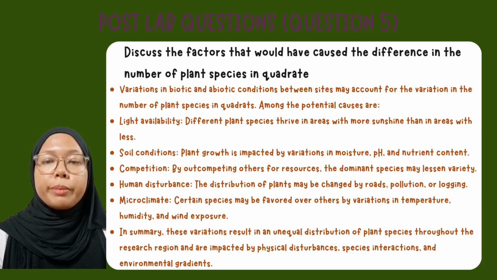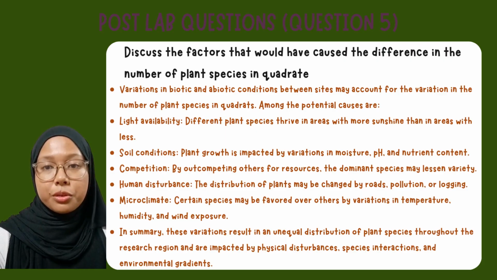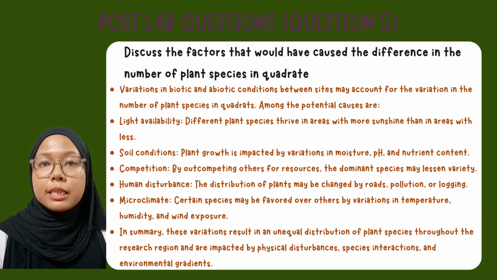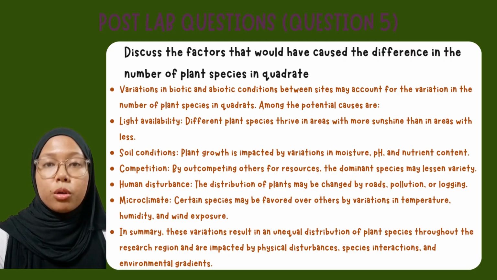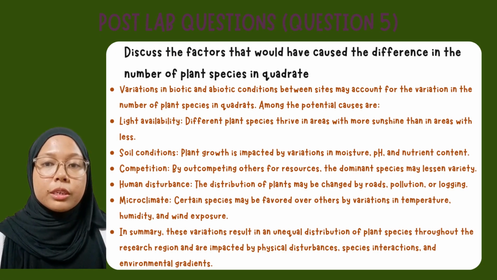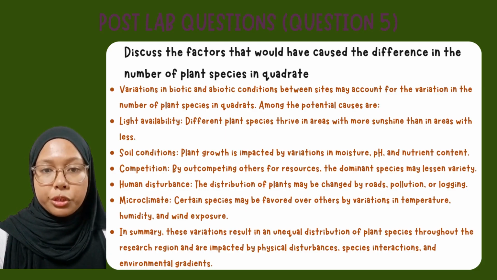The third one is competition. By out-competing others for resources, the dominant species may lessen variety. The fourth one is human disturbance. The distribution of plants may be changed by roads, pollution or logging. Lastly, microclimate. Certain species may be favored over others by variation in temperature, humidity and wind exposure.